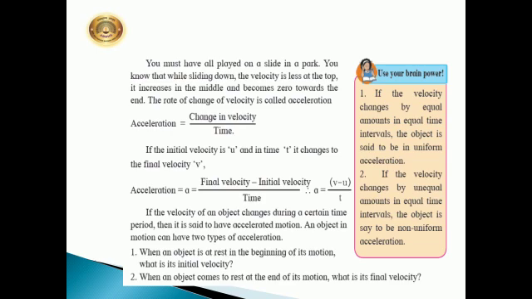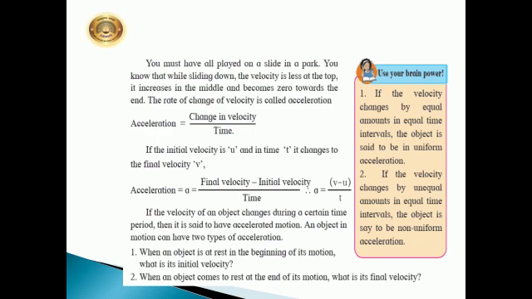The rate of change of velocity is called acceleration. Acceleration is change in velocity upon time. If u is the initial velocity, t is the time and v is the final velocity, then we get a formula for acceleration. A is equal to final velocity minus initial velocity, that is A is equal to (v minus u) upon t.